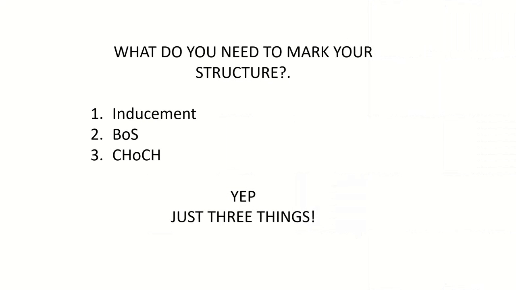Alright, so what do you need to mark your structure? You only need three things, alright? You only need inducement, break of structure, and the change of character. Now, inducement is basically a level in the market where traders are trapped in losing trades. These are levels where traders are induced to enter trades. You know that area where you enter a trade, it hits your stop loss, then moves in the same direction you anticipated in the first place.